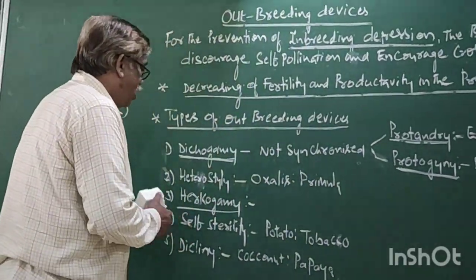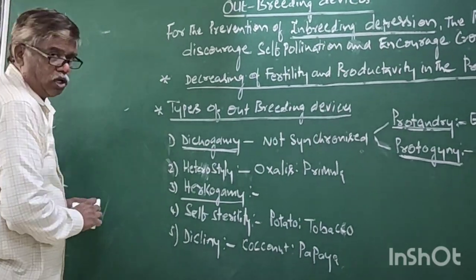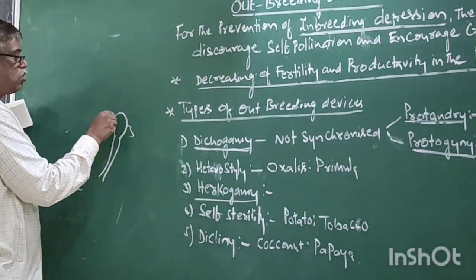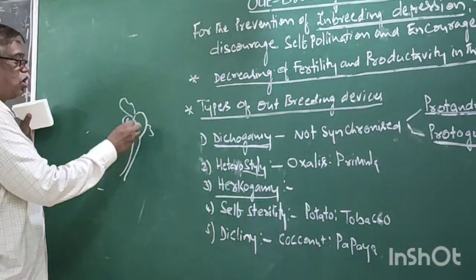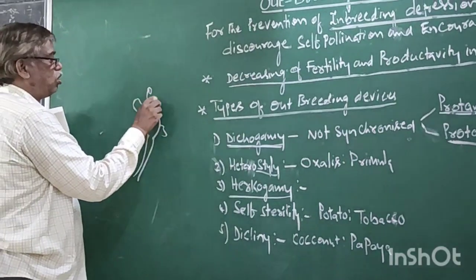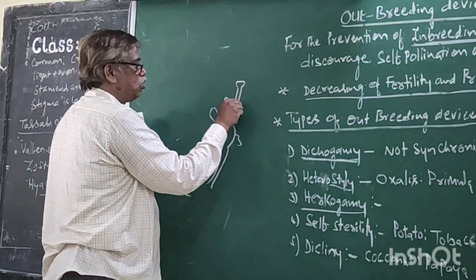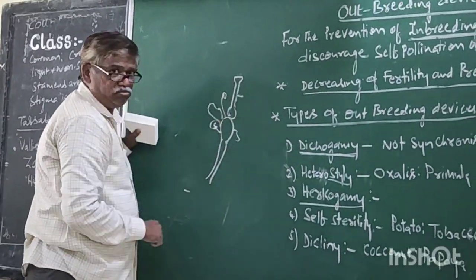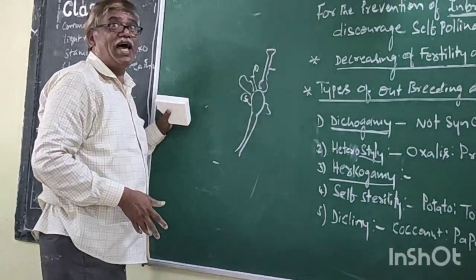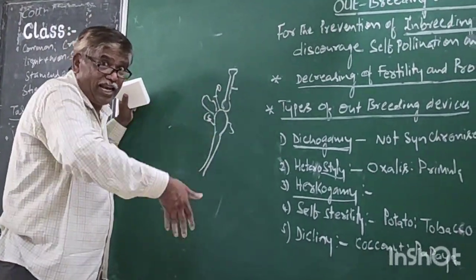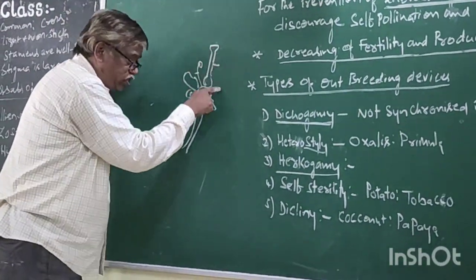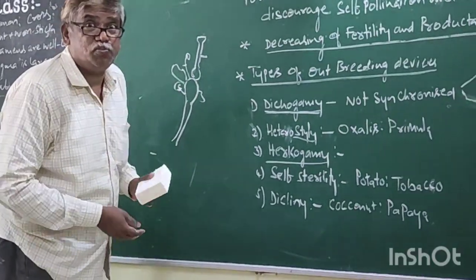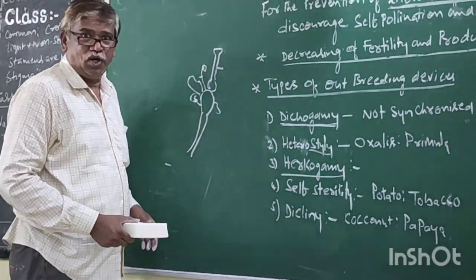Now this is the one type. The next one, heterostyly. Now, simple. It is another bisexual flower. What is this? Thalamus, sepal, petal, style. Now see, what is this? Stigma, style. The length of style and the length of filament are unequal. Due to inequality in the length of style of pistil and length of filament in stamen, there is no possibility of autogamy.